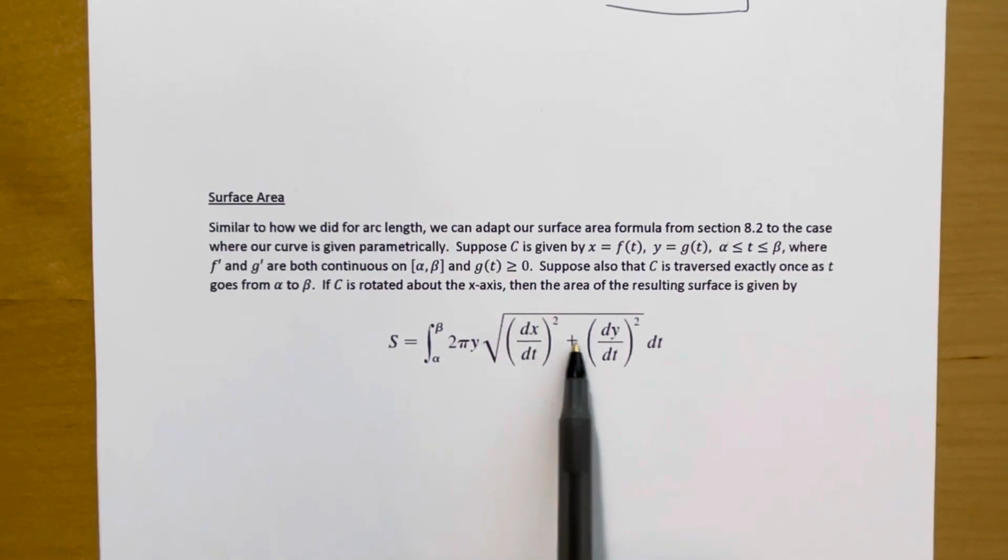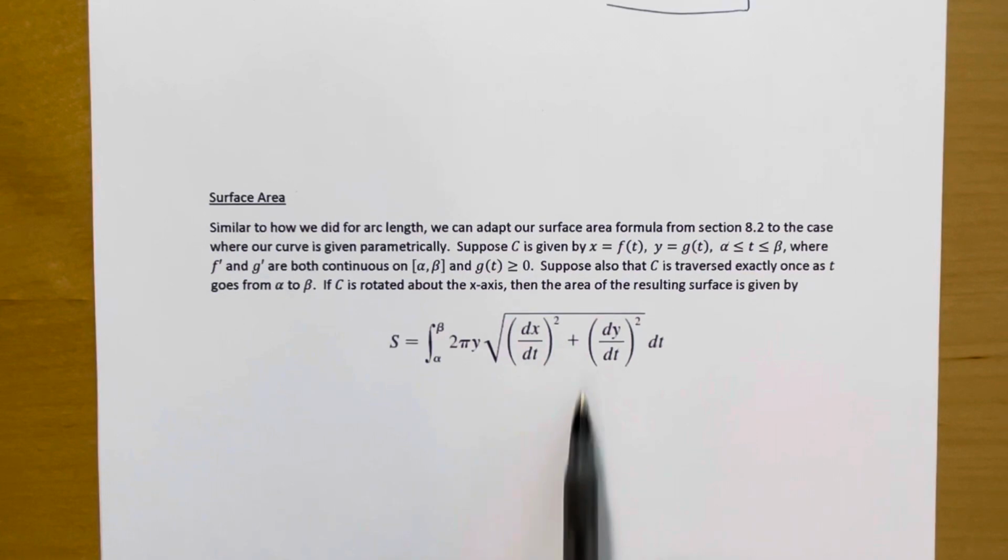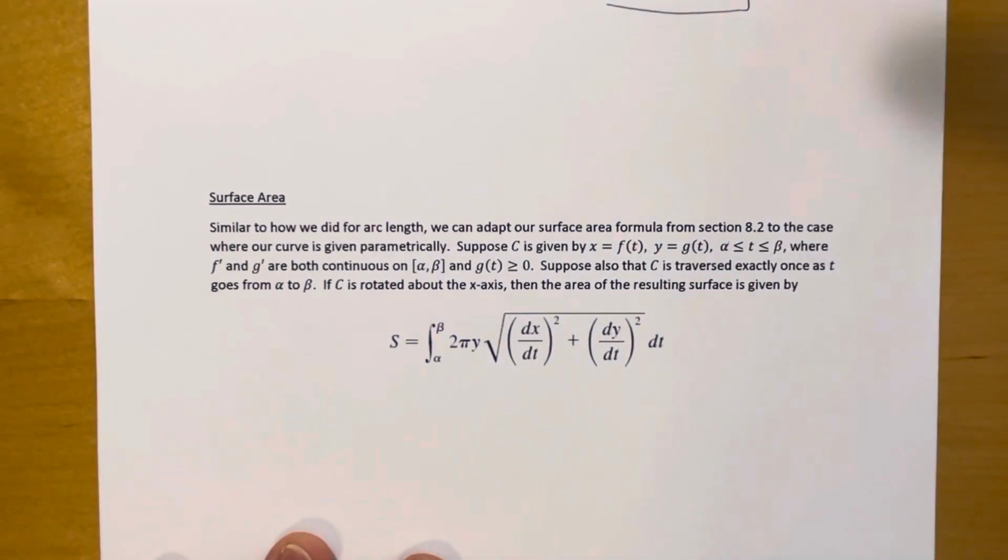We get the square root of this new thing down here. So we don't need to walk through a whole detailed derivation of it because it's essentially the same change that happened in the previous application of this stuff, the arc length formula.